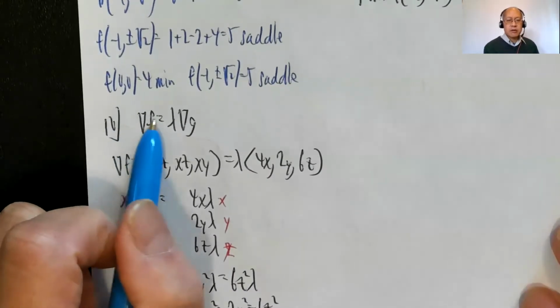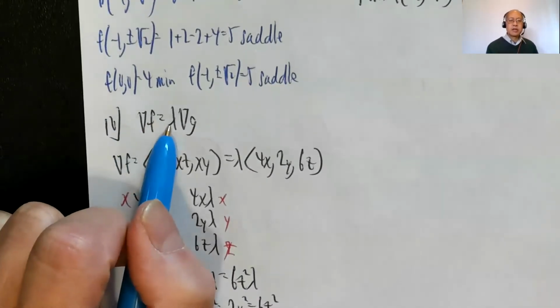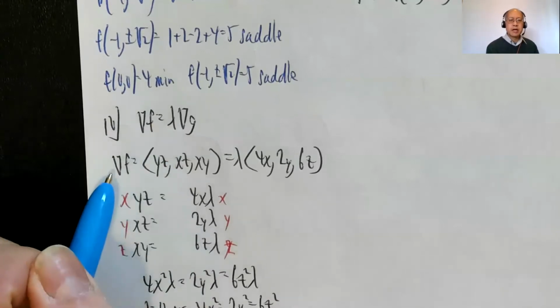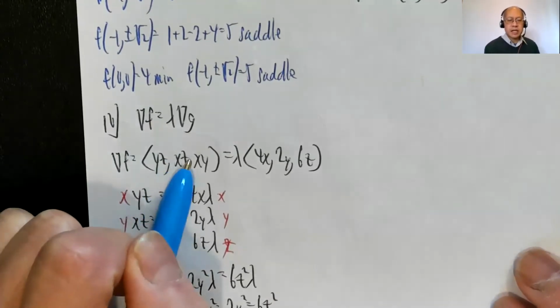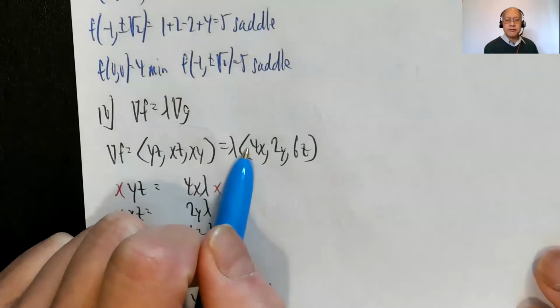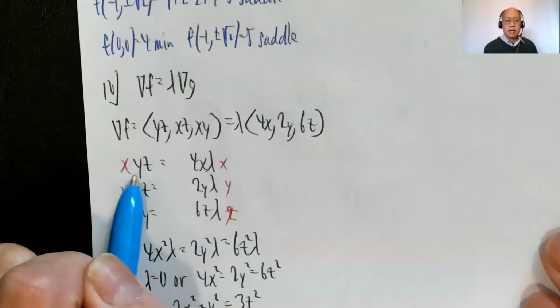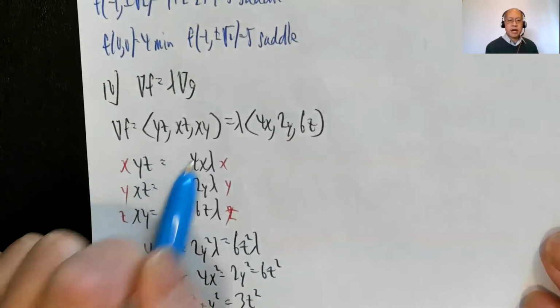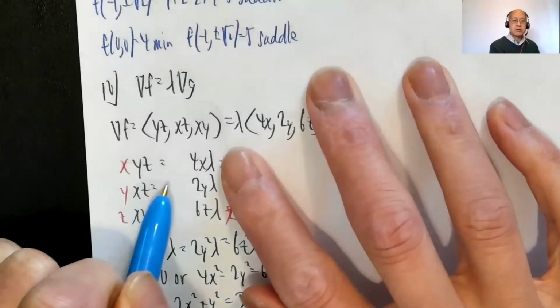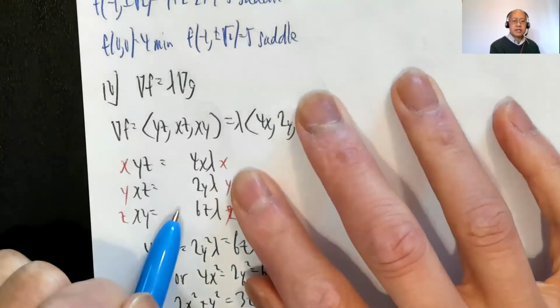Number 10, del f equals lambda del g, using Lagrange multipliers. Del f is (yz, xz, xy) equals lambda del g, (4x, 2y, 6z).